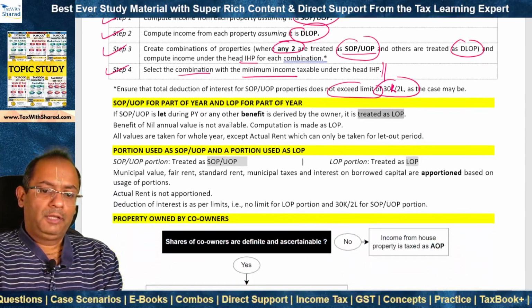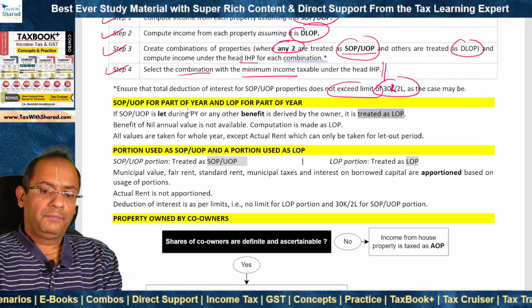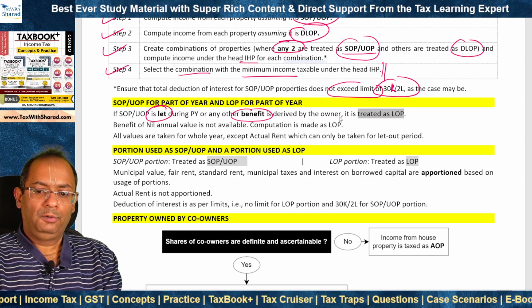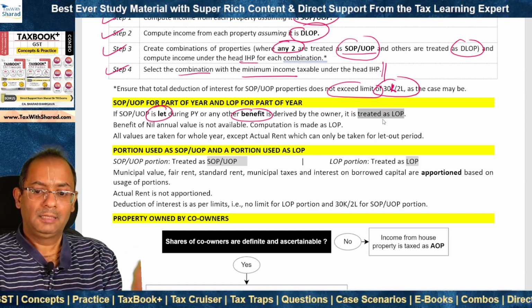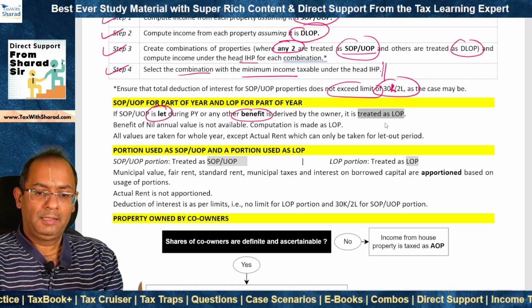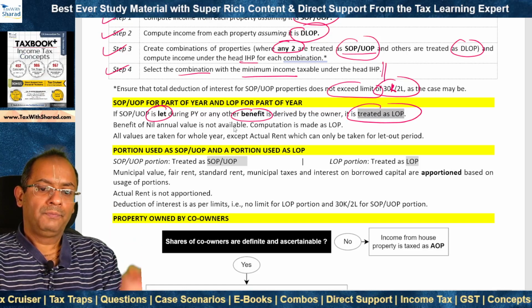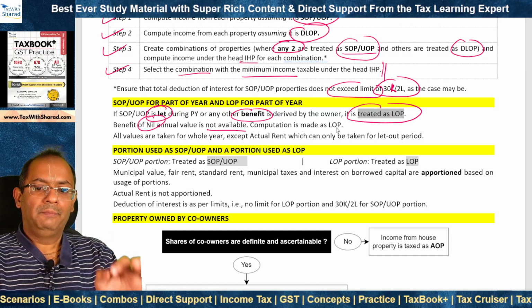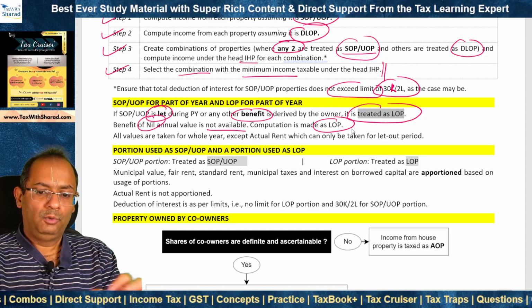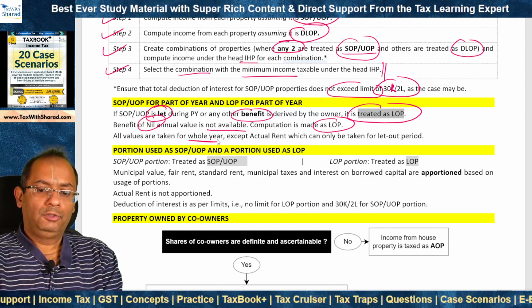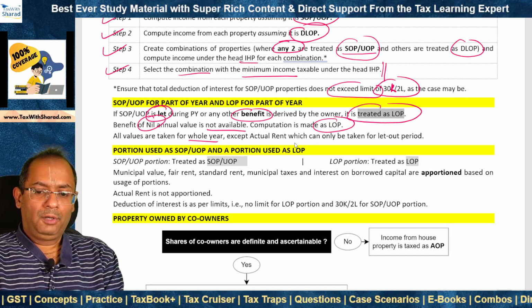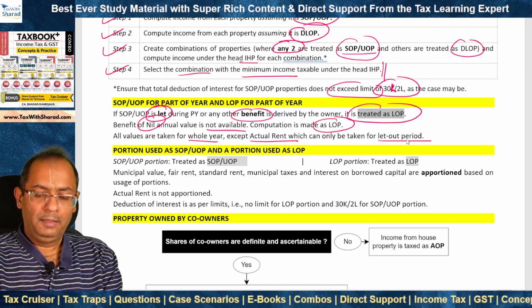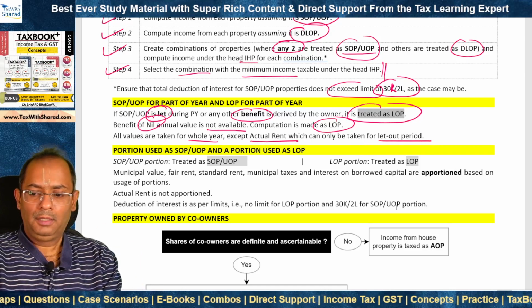Now there can be a case where a self-occupied or unoccupied property is let out during the previous year, or say any other benefit is derived by the owner from such property. So as we have noted some time back, in such case the property ceases to be classified as SOP or UOP and it is treated as LOP. Consequently, the benefit of nil NAV is not available and computation of such property is made as if it is LOP. Therefore, all the values are taken for the whole year, because treatment is that of a LOP. But as far as actual rent is concerned, it is only taken for the let out period, because it can only be taken for the let out period.